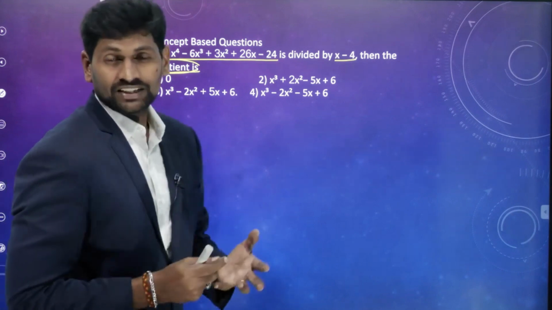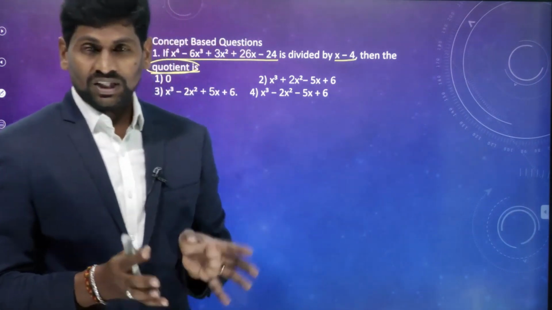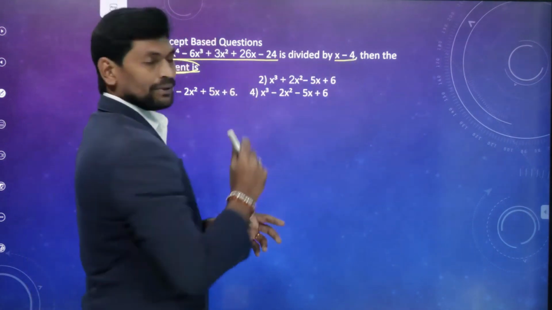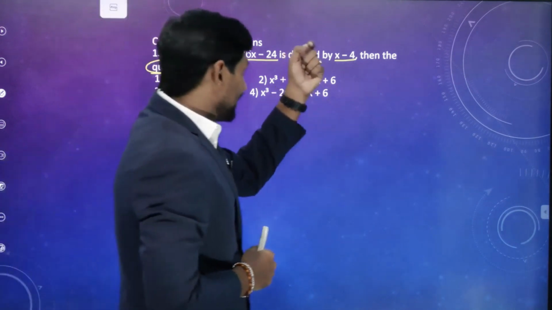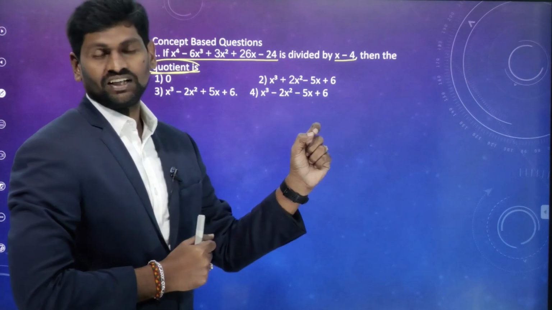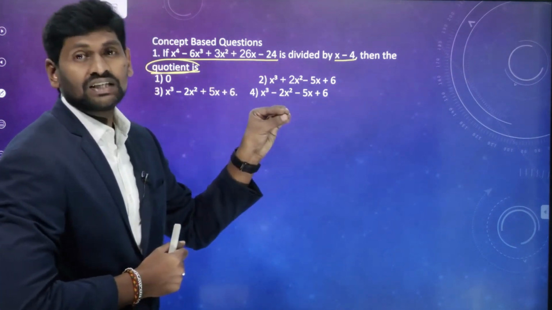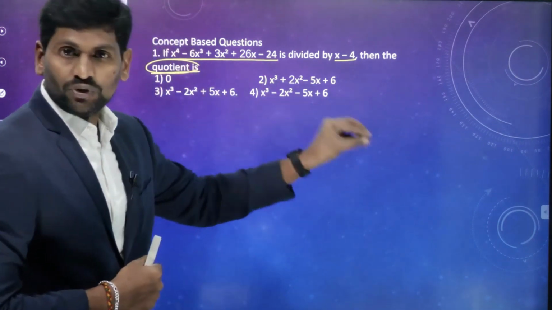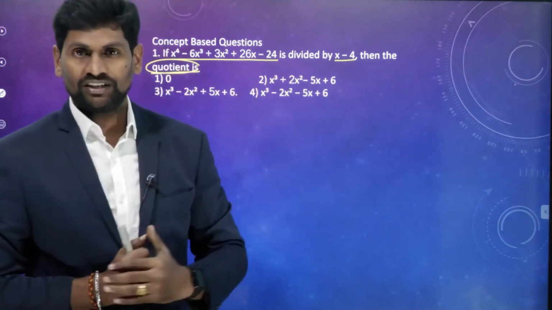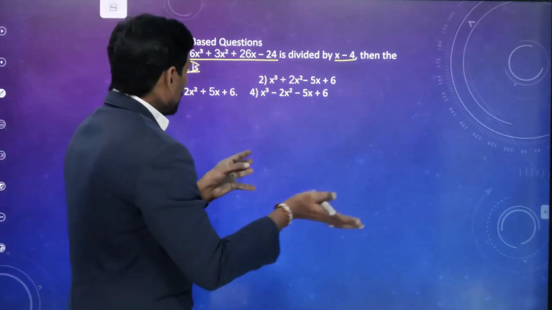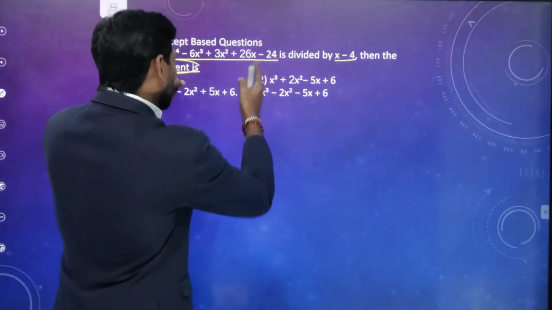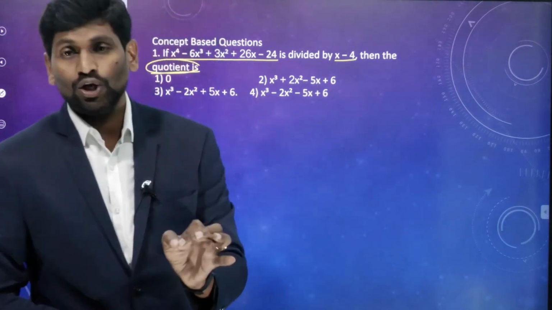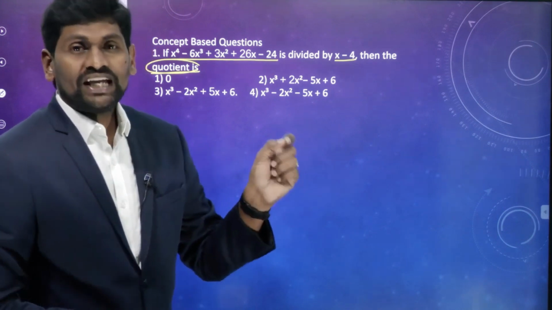Previously we discussed the remainder theorem and the factor theorem. If the same question asks about the remainder, we can directly substitute the value 4 in the place of x. Because if x minus 4 divides this entire biquadratic polynomial, when you substitute 4 in this polynomial, we will get the remainder. Or according to the factor theorem, if x minus 4 is a factor of this polynomial, we can find f of 4 directly.